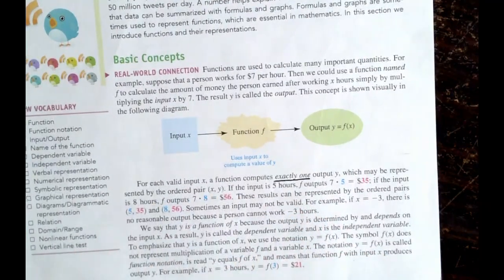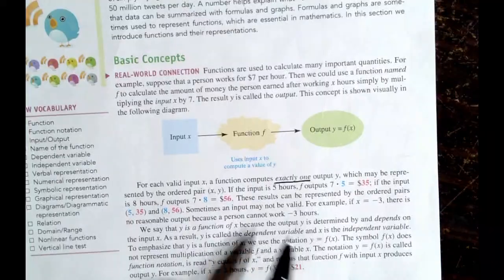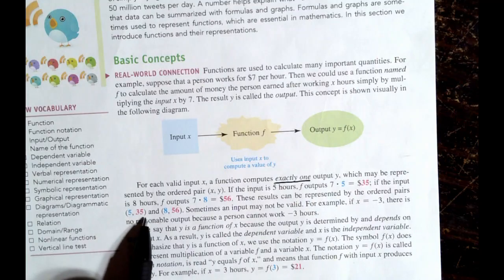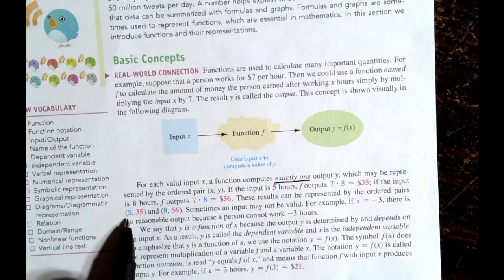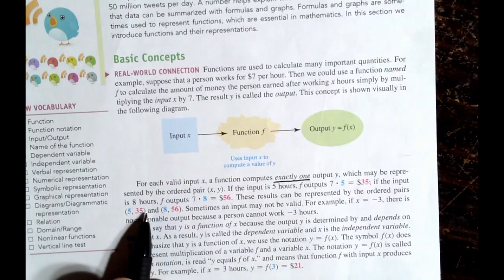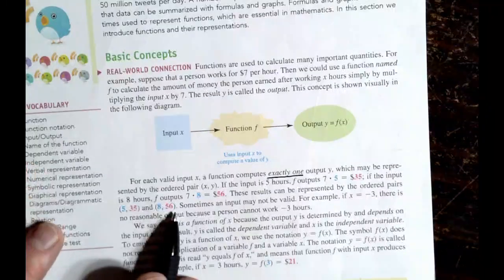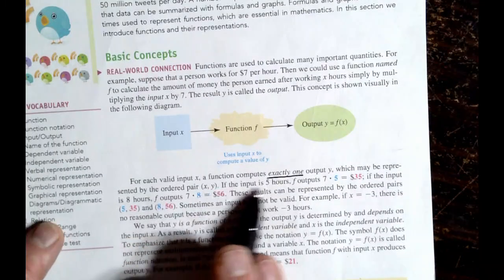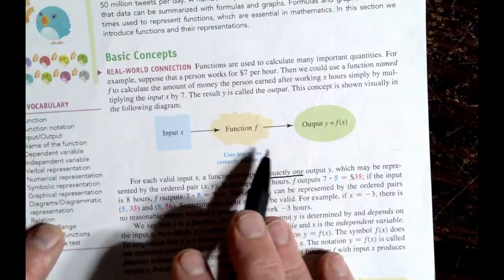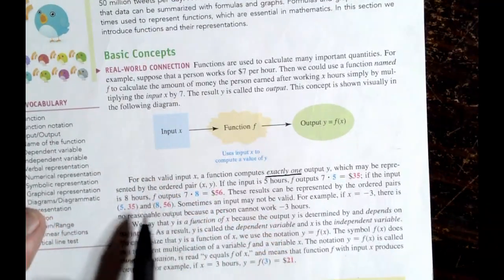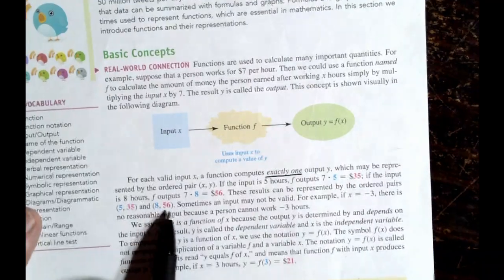Alright? Now, when you talk about functions, you can talk about points on a graph. An ordered pair is made up of x's and y's, and x is your input value and y is your output value for that input value. So if you input 5, you get an output of 35. You input 8, you get an output of 56 because the function is multiplied by 7. This function says take the input and multiply it by 7. So 5 times 7 is 35, 8 times 7 is 56.